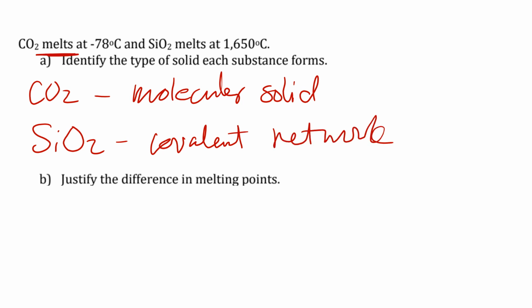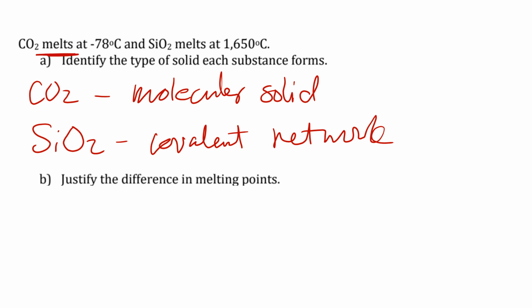Justify the difference in melting points. CO2: CO2 is a molecular solid, therefore when it melts, only IMFs are being broken. These are the weakest forces, so little energy is needed to melt, which results in a very low boiling point. SiO2, silicon dioxide, is a covalent network solid, therefore when it melts, covalent bonds must be broken. Covalent bonds require a large amount of energy to be broken, which results in a very high boiling point.